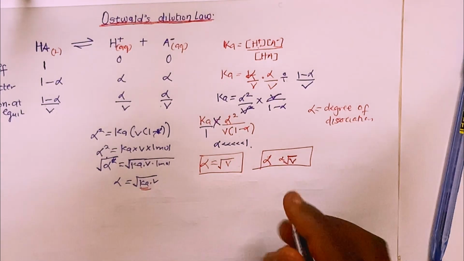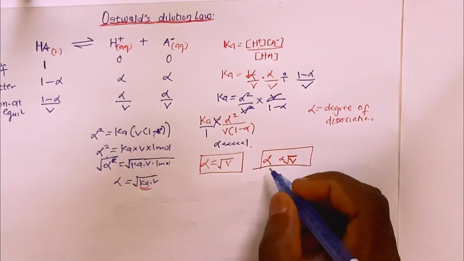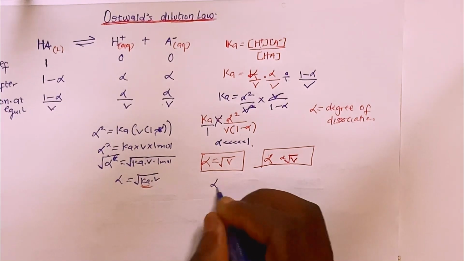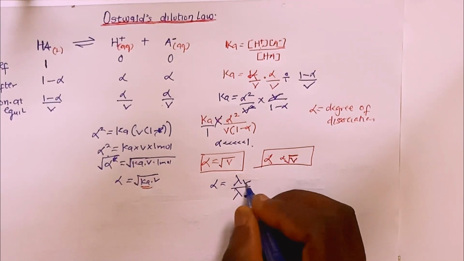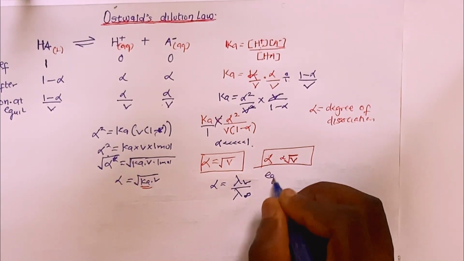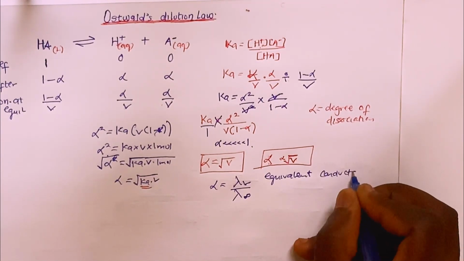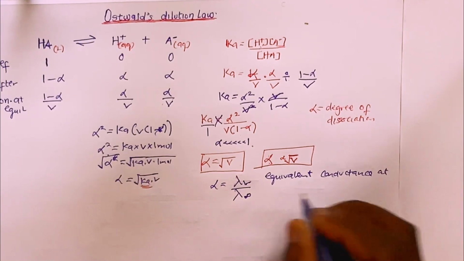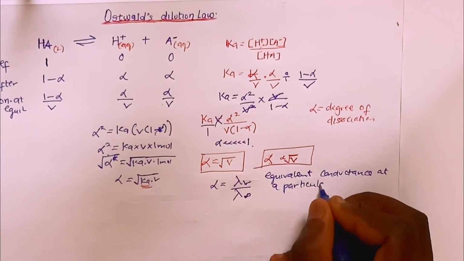The value of alpha can be calculated by measuring the conductance of the solution. We are talking about a weak electrolyte, and weak electrolytes don't allow electricity to pass through them easily, right? So the value of alpha can be calculated using alpha equals lambda V divided by lambda infinity, where my lambda V is the equivalent conductance at a particular dilution.